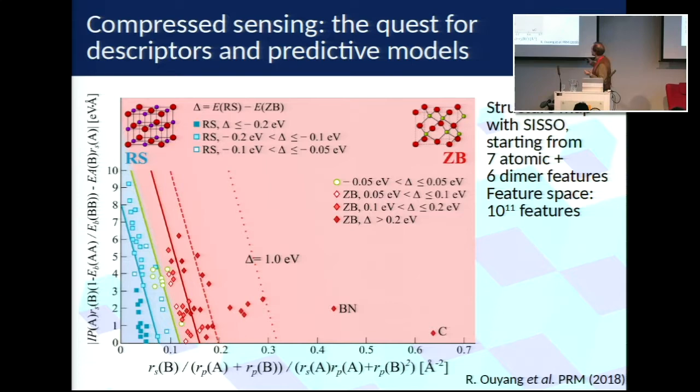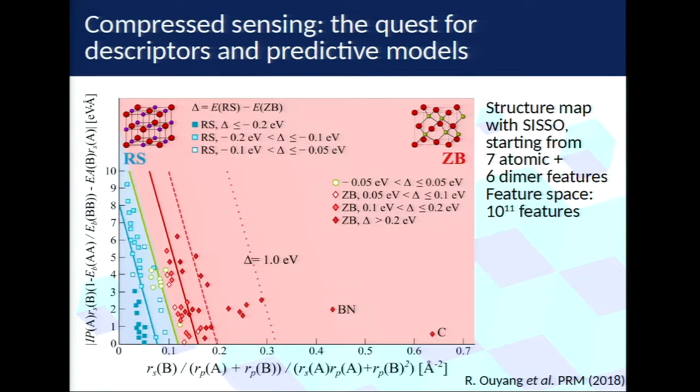And this is the solution for the rock salt versus zinc blende problem, in which we have a descriptor depending on these radii and ionization potential. It is still a little bit complex, but it gives a very nice fit on the property, and you can look into what changes if you change one property or the other.